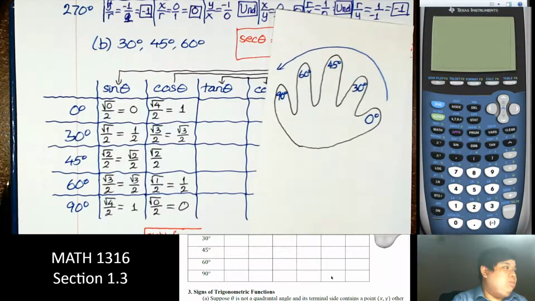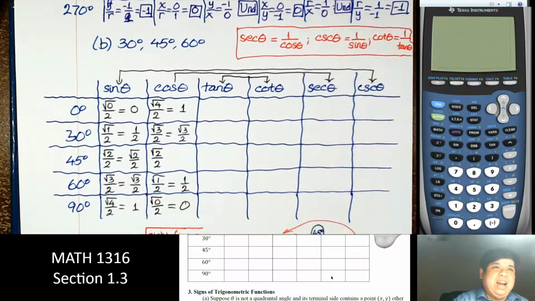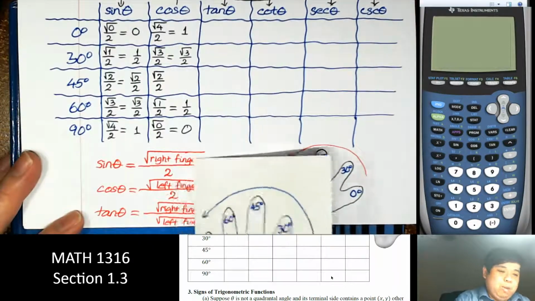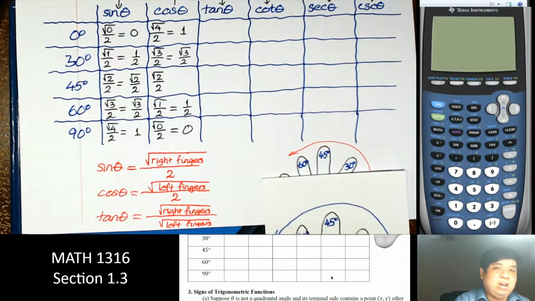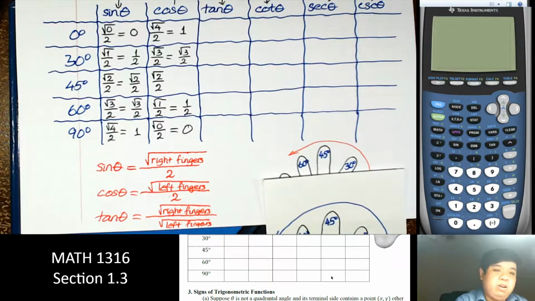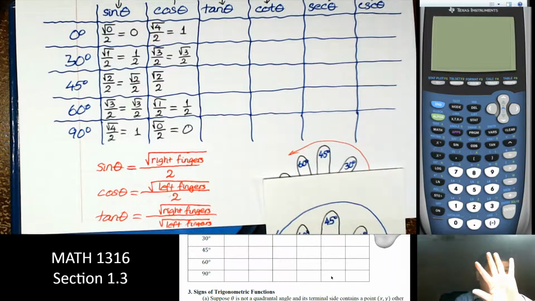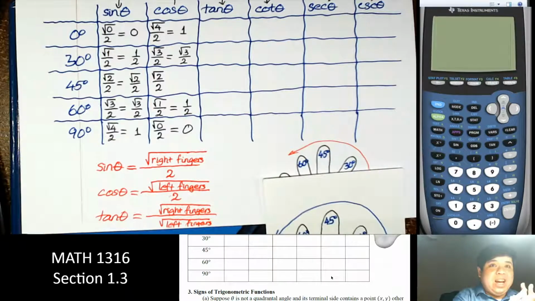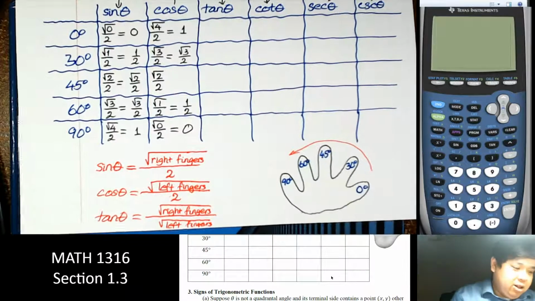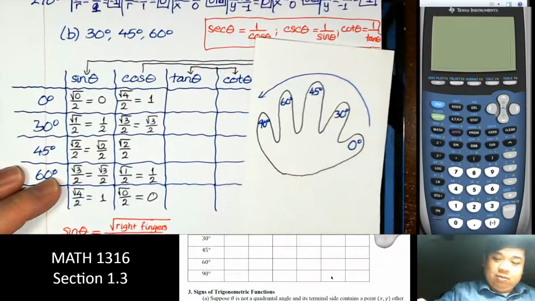No, you don't have to copy the hand like this. When you get used to it, make sure you know how to do it, and then you just use your hand when you do the test. I think this is the quickest way to get to the values of a trig function. So just go with your hand, counterclockwise. Sine is the right, cosine is the left fingers, tangent is right over left, pretty much. Right, now we do tangent.